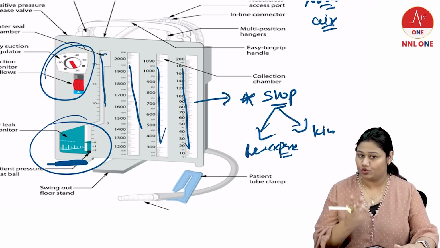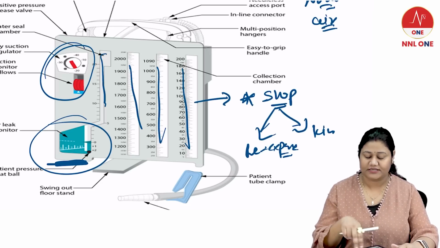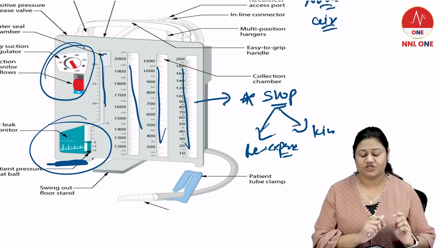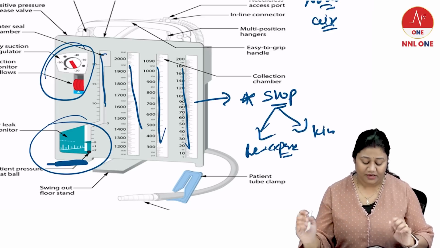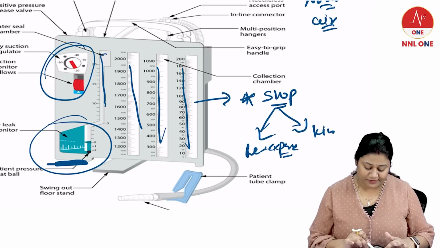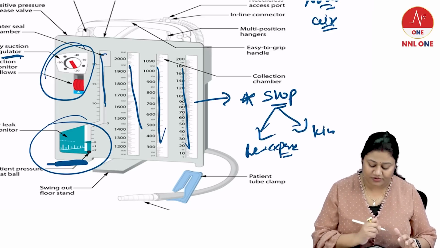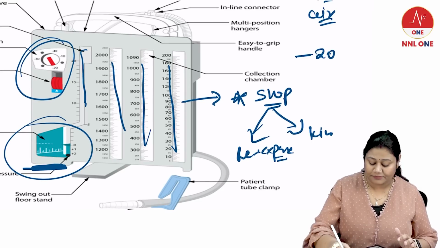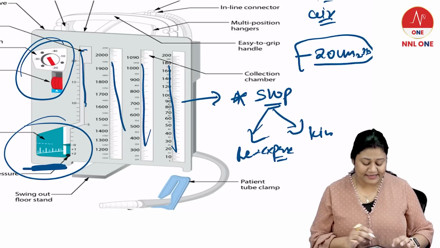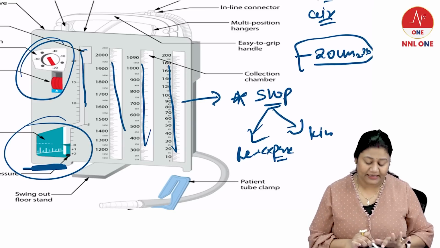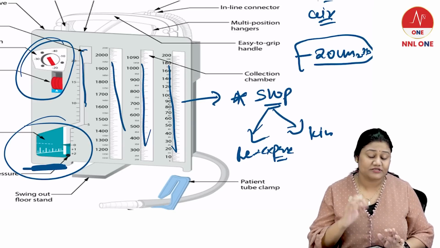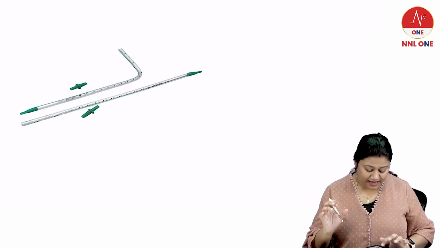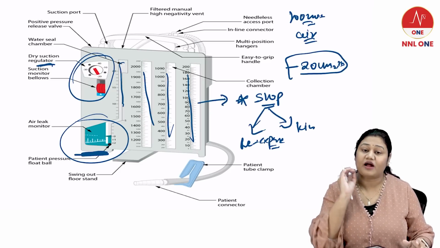For the suction, we have two forms of suction under this water seal chamber. One is the dry suction chamber, another one is the wet suction chamber. So if you have a chest tube under water seal drainage which has a dry suction regulator, the suction should be kept at minus 20 centimeter of H2O, right? In case of dry suction, there will be no bubbling in the dry suction chamber. If you are using a wet suction chamber, then you will have continuous bubbling.